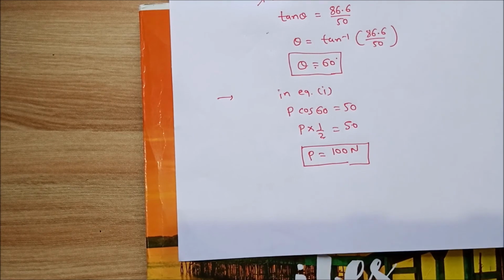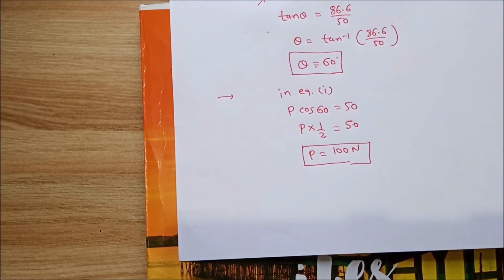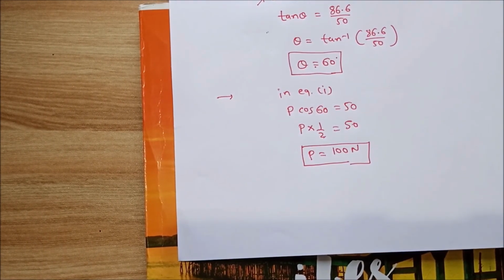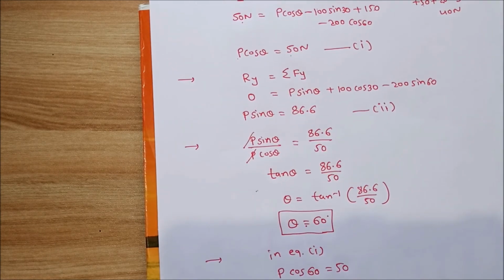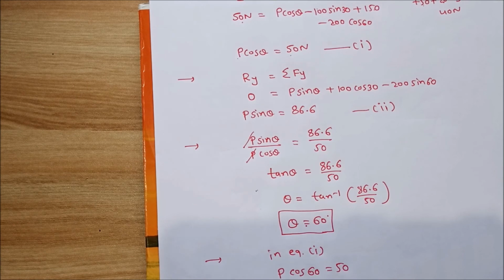So in this way, we easily solve this numerical related to coplanar concurrent forces. And what is the method of resolution, and how do we find the resultant force and its angle? We already discussed this in our previous video. So please see that video for how to find the resultant force and its direction. You will easily get an idea of how to solve numericals related to coplanar concurrent forces.